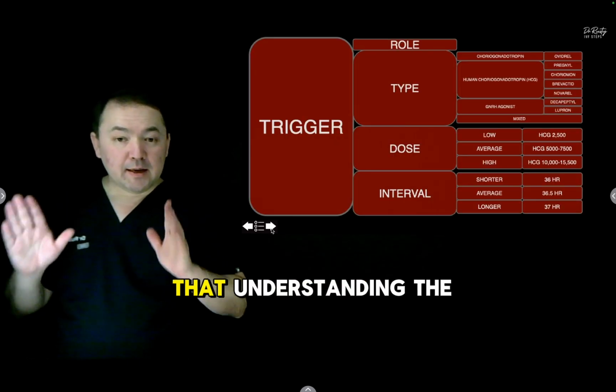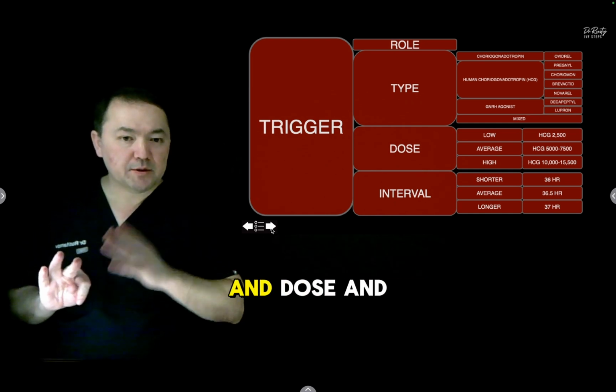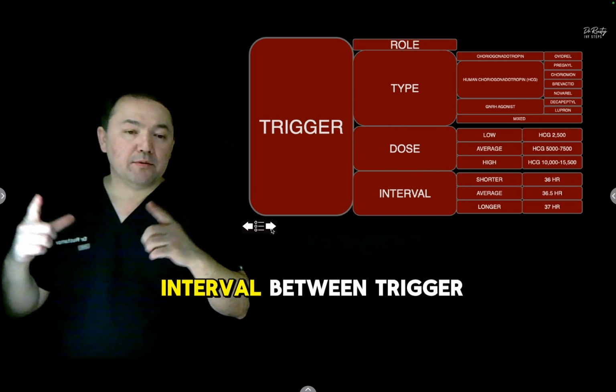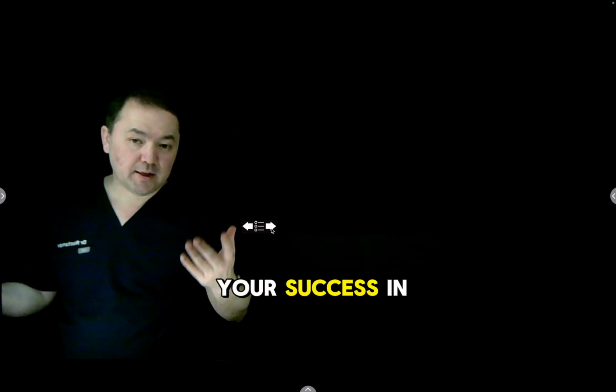You can see that understanding the role of the trigger, the difference between drug types and doses, and the interval between trigger and egg collection is very critical to get a good amount and good quality of eggs. That's very critical, or crucial, in determining your success in IVF.